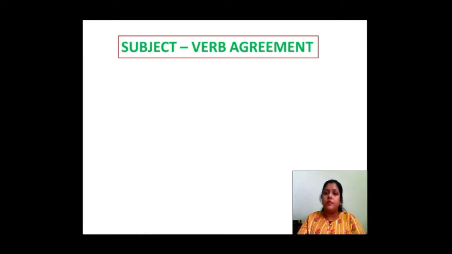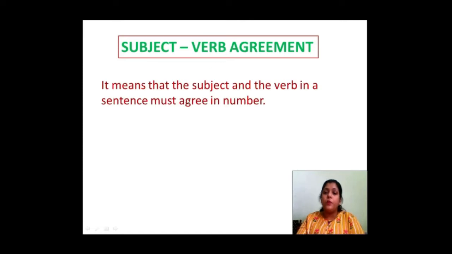Subject-verb agreement. You already know what is subject. Subject is the doer of the action, the one who does the action. And to know that, you ask yourself questions like who or what. And what is verb? Verb is the action word. Correct. Now let us first read what is subject-verb agreement.